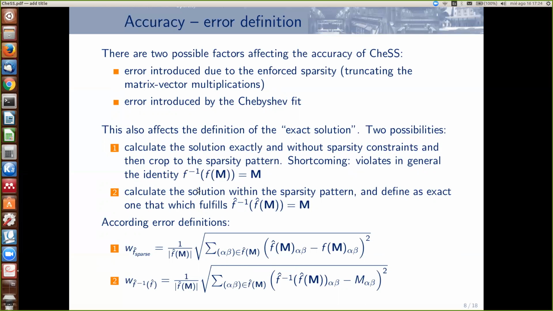And so the other possibility to define the exact solution is to calculate it directly within the sparsity pattern, and then to define the exact solution as the one which fulfills this identity here. And these are the error definitions according to these two accuracy measurements, according to these error sources. The first one just measures the error introduced by the sparsity pattern. So this is the solution calculated within the pattern and the one without. And the second one, in my opinion more sensible, measures the deviation from this essential identity, and gives you the accuracy of the Chebyshev fit itself.